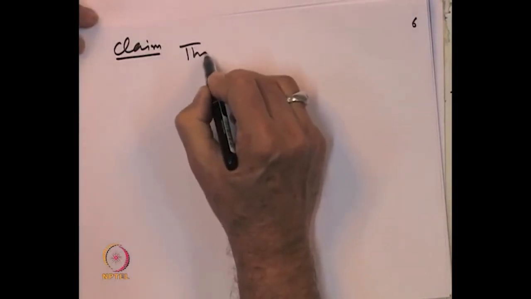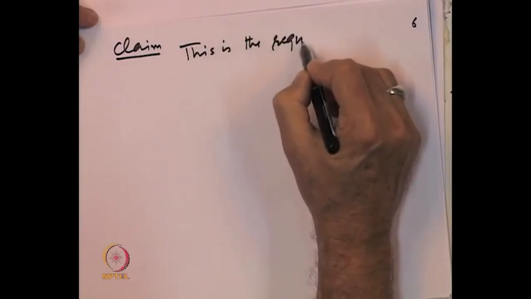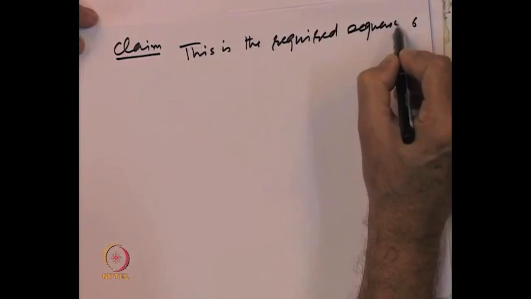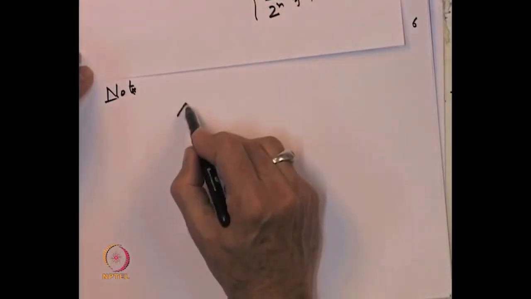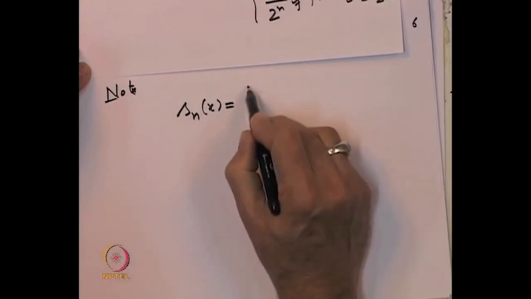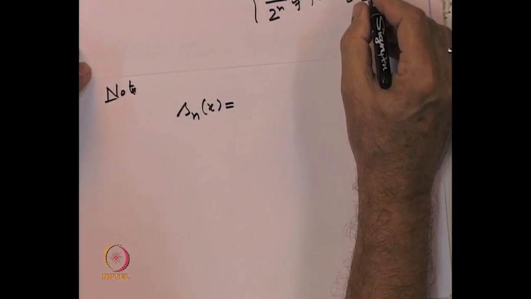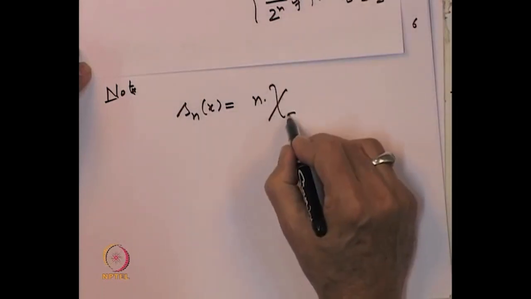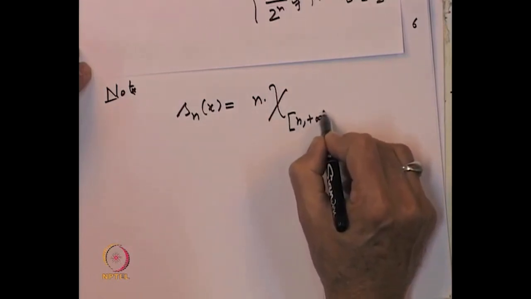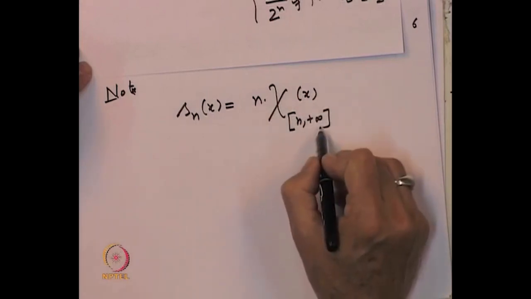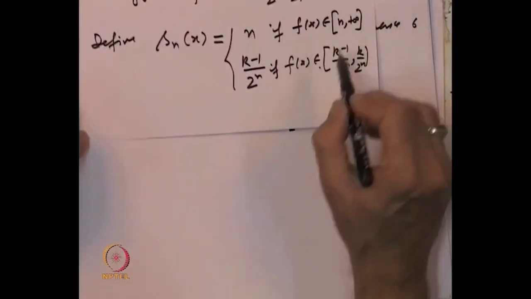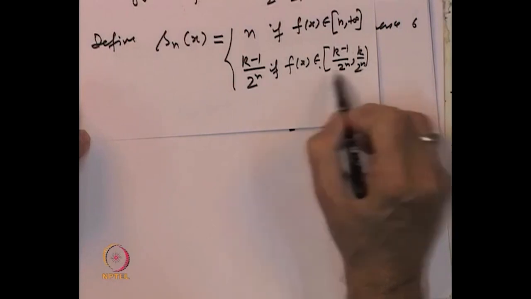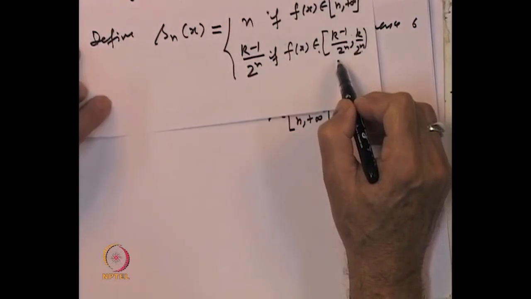So, our claim is that this is the required sequence. So, let us first observe what S n is. S n is defined as this. So, I can write S n of x to be equal to n times the indicator function of the interval n to plus infinity of x. If the point belongs here, this number will be 1. So, the value will be n, plus, if it lies in that interval k minus 1 by 2 to the power n to k by 2 to the power n, the value is this. So, it is this value times the indicator function of that set.